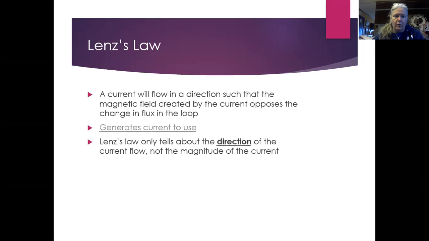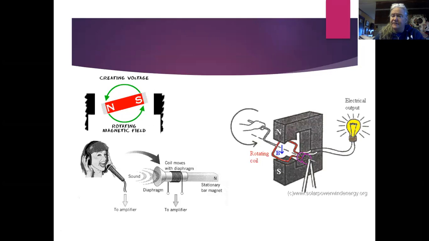Okay, so what it does is it generates current to use, and in your lab this week, you'll see that. So Lenz's law just tells me about direction. It doesn't tell me about the value. Where I get the value from is from Faraday's law. So these are different examples of what you might see in a Lenz's law situation.